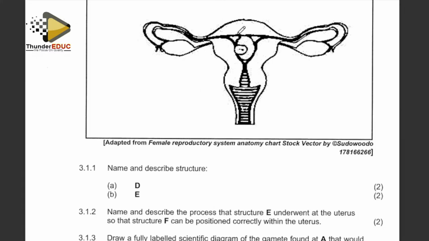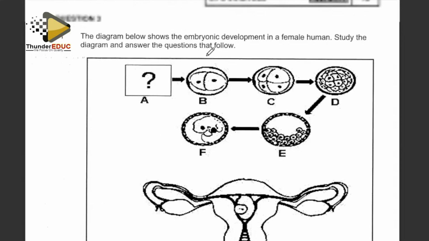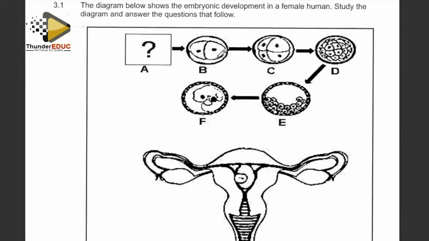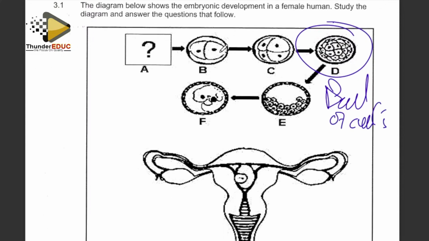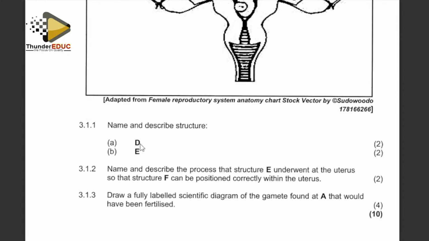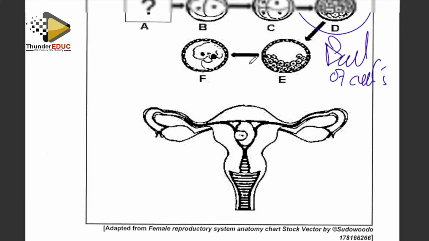What's the answer? They are saying that structure D, we say that is a ball of cells, which you call morula. So it's basically a ball of cells called what? Morula. So that's the answer.